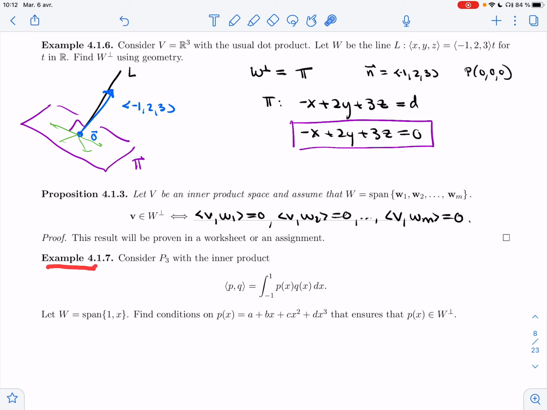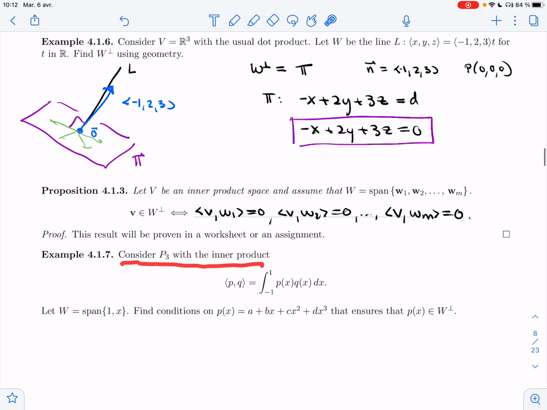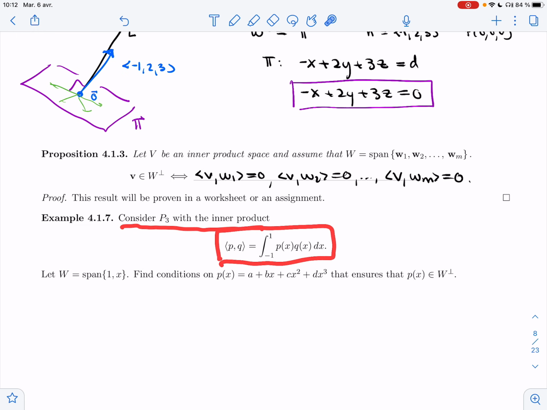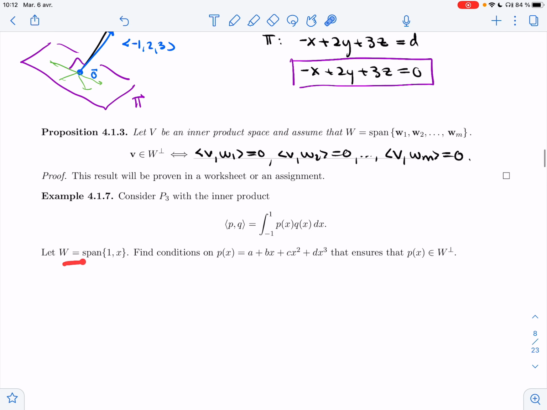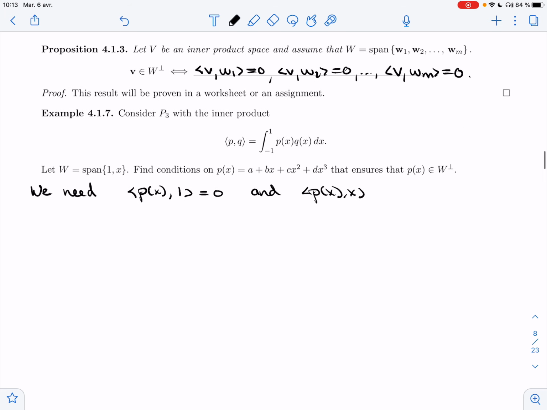Example 4.1.7. So let's use this to algebraically find an orthogonal complement. So consider P3, polynomials of degree 3 or less, with the inner product integral from minus 1 to 1 of p(x)q(x). I'm going to take W to be the span of 1 and x. You can think of it almost as P1 sitting inside P3. So find conditions on p(x) that ensure that p(x) is in W perp. All right, so I need to check that p(x) and 1 are orthogonal, and p(x) and x are orthogonal.